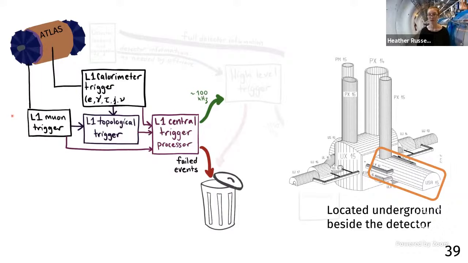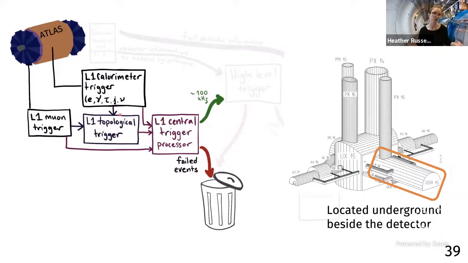These are separate simply because the calculations they must do are really quite different and use input data from different parts of the detector. But of course, we do have the ability to combine information from both using what we call a topological trigger. So you can see that's here, and both systems feed in. Here we can, for instance, calculate the angular distance between two objects, like a muon and a photon.